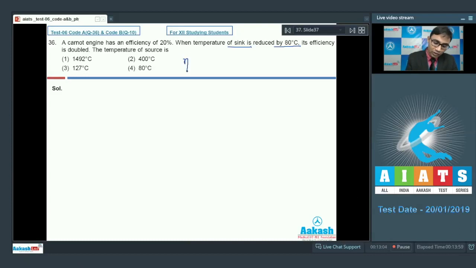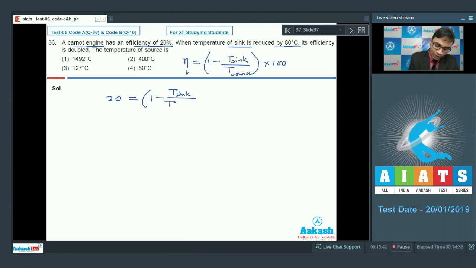T2, then the efficiency of a Carnot engine will be given by 1 minus the temperature of the sink divided by the temperature of the source, into 100 if you want to express it in percentage. So according to the question, the Carnot engine has an efficiency of 20%. So 20 will be equal to 1 minus the temperature of the sink divided by the temperature of the source into 100. This is our initial situation.